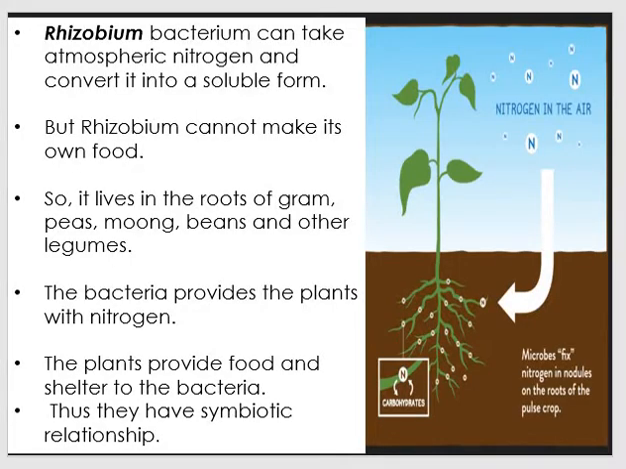Rhizobium bacterium can take atmospheric nitrogen and convert it into a soluble form. But rhizobium cannot make its own food. So, it lives in the roots of gram, peas, mung beans, and other legumes. The bacteria provides the plants with nitrogen, and in return, the plants provide food and shelter to the bacteria. Thus, they have symbiotic relationship.